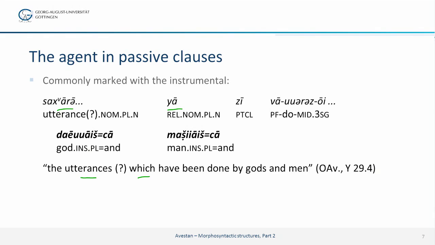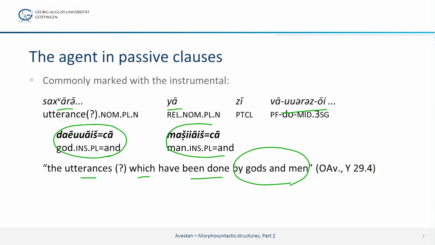ja, have been done, wavere soi, by gods and men. Dai vaischa, mashiaischa. And dai vaish and mashiais represent instrumental plural forms of the nouns for God and man.